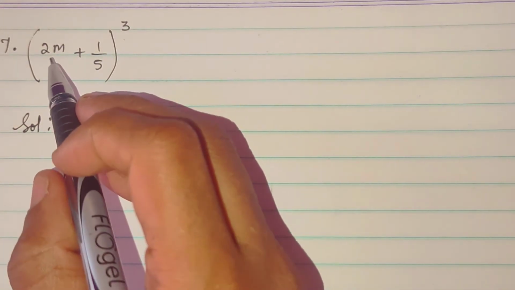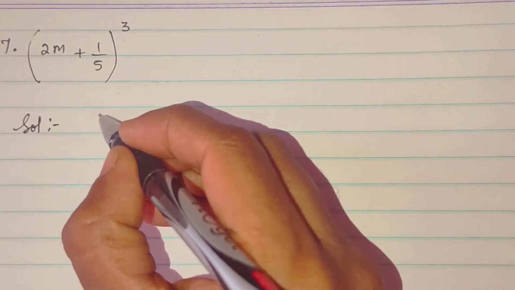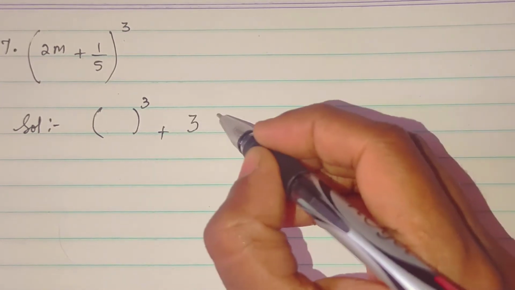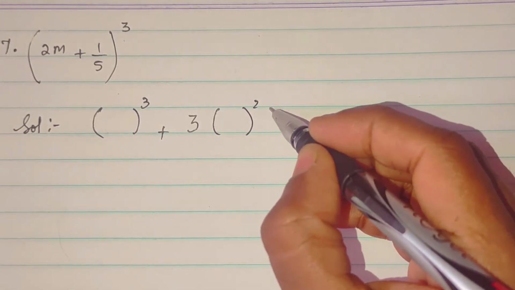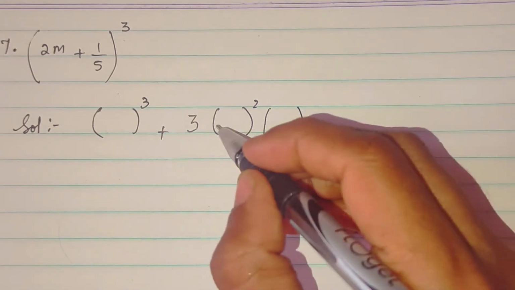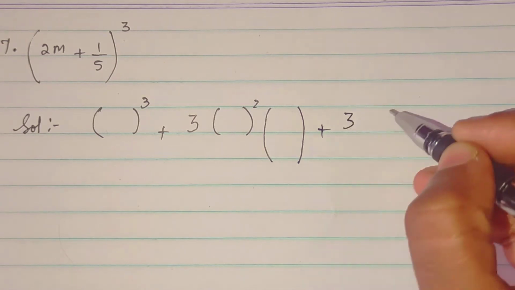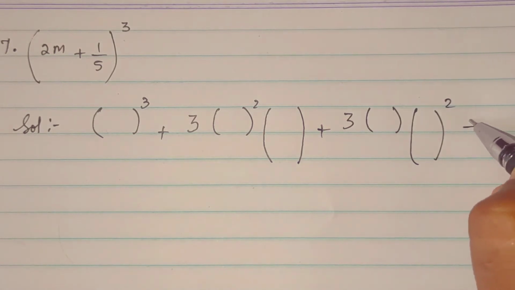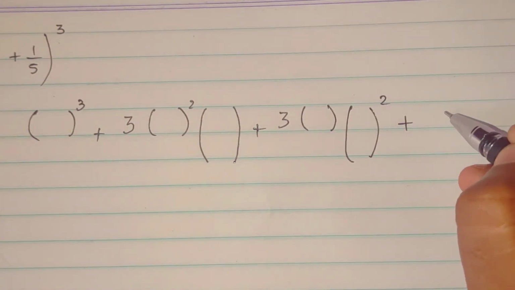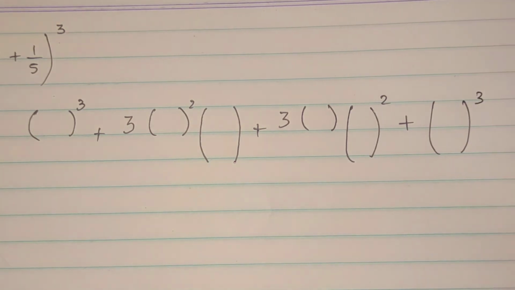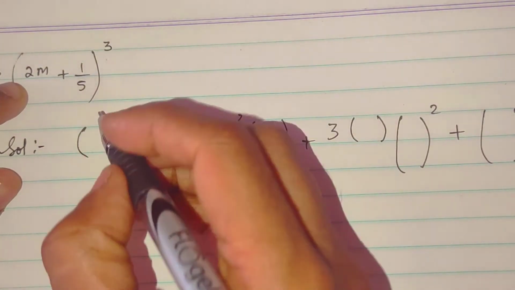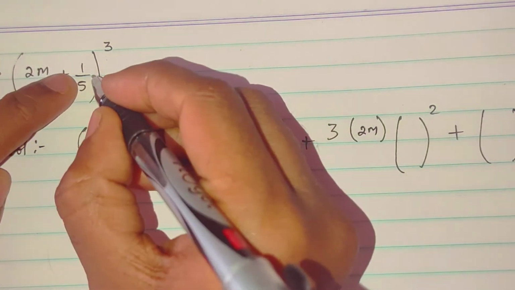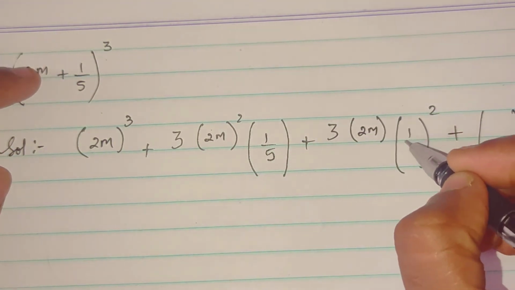7 sums. Now according to the formula, it is a cube plus 3 into a square into b, then 3 into a into b square plus b cube. So in the question a is 2m. So wherever you have to write a, write that, and b is 1 upon 5.